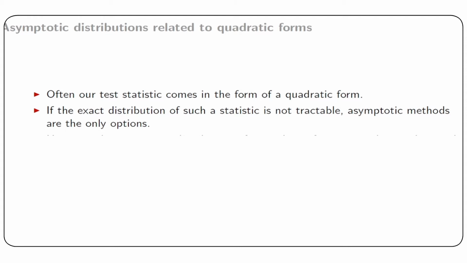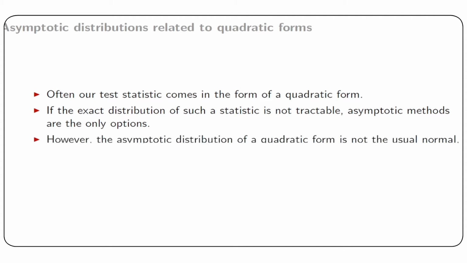So for normal quadratic forms, where X has a multivariate normal distribution, the exact distribution can be obtained. However, if the distribution of X in such a quadratic form differs from normality, the exact distribution is not tractable or cannot even be obtained. However, the asymptotic distribution of a quadratic form is not the usual normal, in fact it is chi-square.